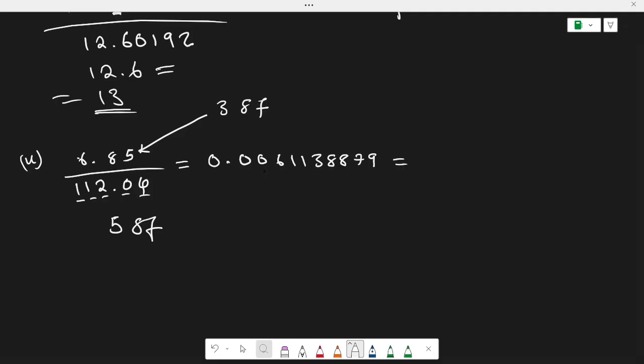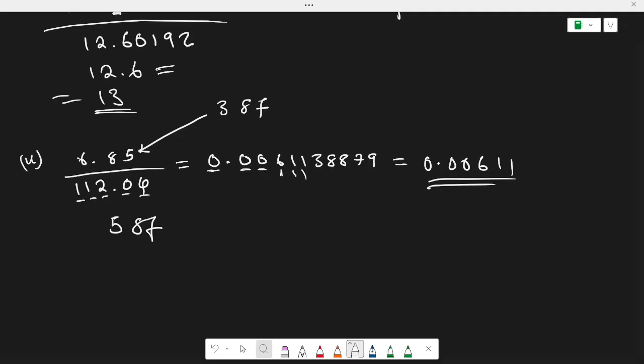And these are leading zeros. This one is not significant, not significant, not significant. But when you reach here, this is significant, significant, significant. So we only need 3 significant figures. This is going to be 0.00. These are not significant. This one is significant, this one, and this one. So your answer is going to be 0.00611.